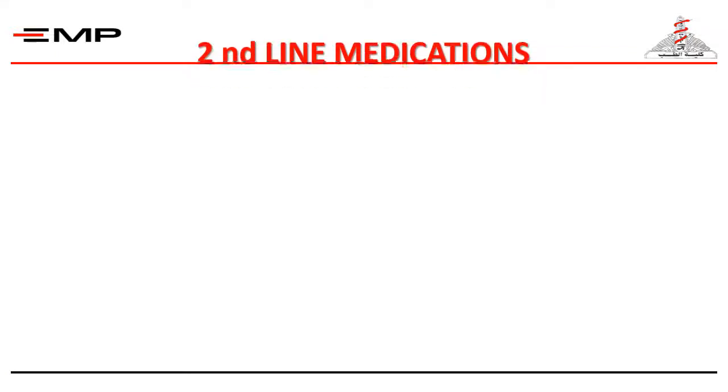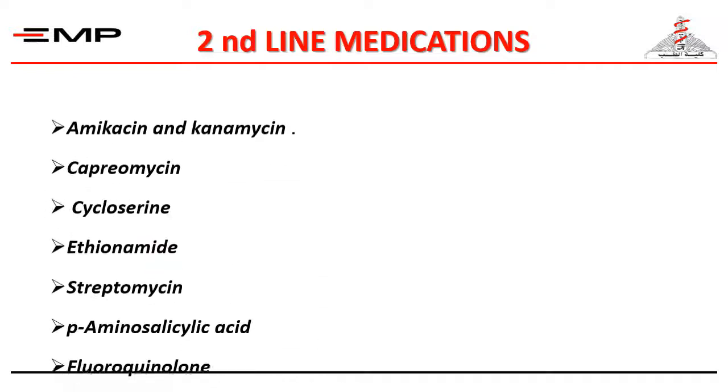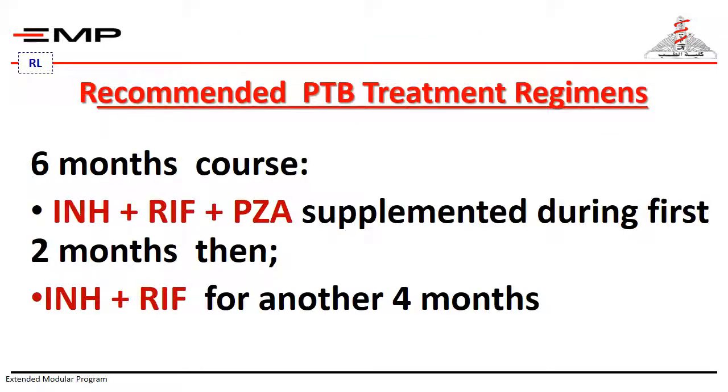If that occurs, we will prescribe for him second-line medication, which is mostly injections, rarely oral: amikacin, capreomycin, cycloserine, cyanoamide, streptomycin, aminosalicylic acid, and fluoroquinolones, which are not regular for use in children.